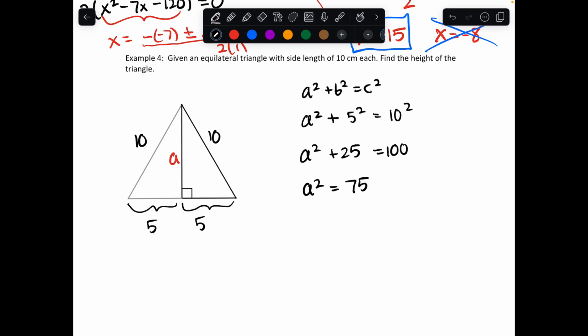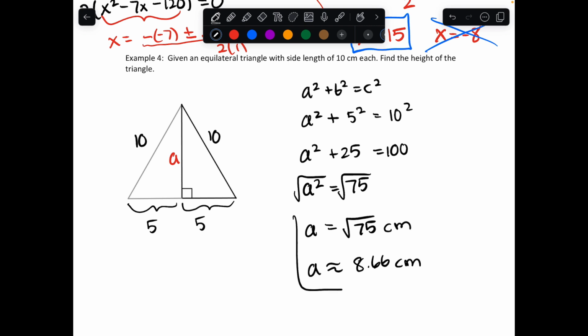And again, I don't want a squared, I just want a. So we take the square root of both sides, and we know that a is equal to the square root of 75. And if you were to plug that into a calculator, you would get that a is approximately equal to 8.66 centimeters. And so, we're done.